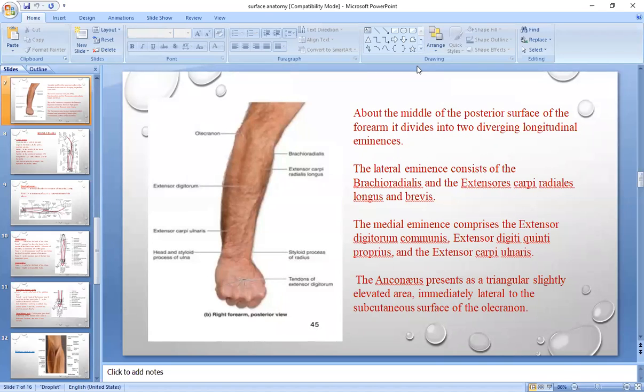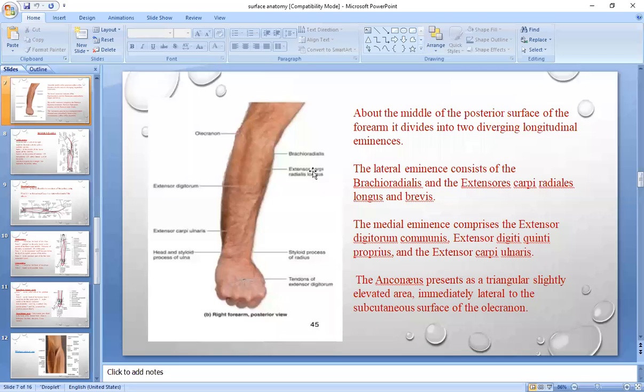In the upper part of the back of the forearm, just lateral to the olecranon, there is a triangular, slightly elevated area. So that is because of the anconeus muscle. Okay, so just lateral to the subcutaneous surface of the olecranon. If you identify this in extension, you can easily identify the apex of the olecranon. Okay. So just lateral to that olecranon, you can appreciate a triangular elevated area. That is because of the contraction of the anconeus muscle.